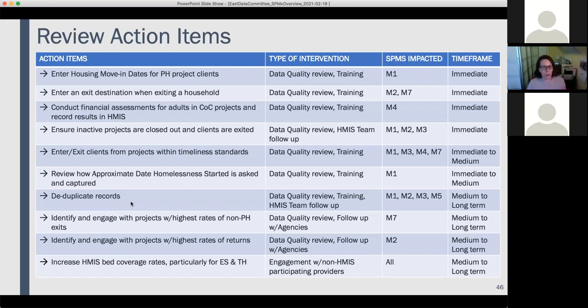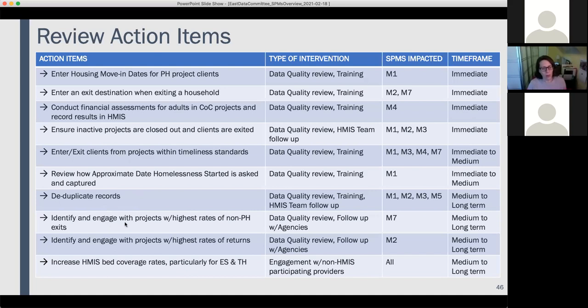Medium to long term is deduplication of records. That can be a pretty big project. I think it's something that the CoC has been working on for years, and it's an ongoing project, but always reminding and making that a point in training to make sure that people don't create new records, duplicate records, and that they really are looking to find folks in HMIS who may already have a record.